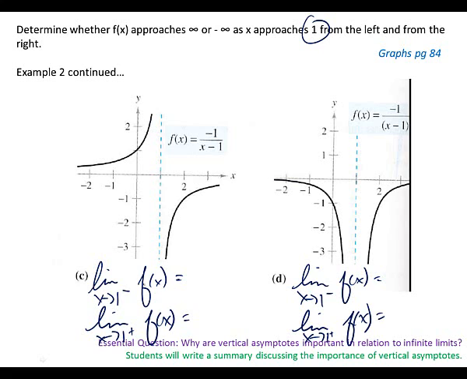Okay, let's check it. So, on part C, as we're approaching 1 from the left side, where is it going? Infinity. What about from the right side? Perfect, good. And on D, as we're going to the left side, we're going to? And the right side? Negative infinity.